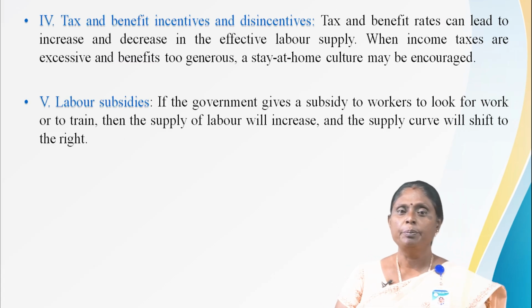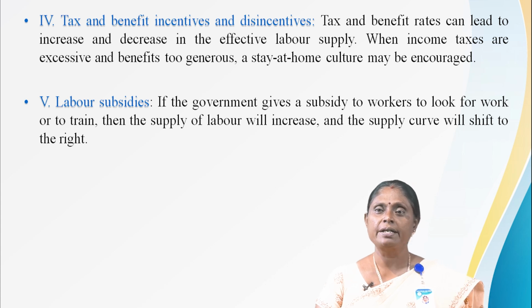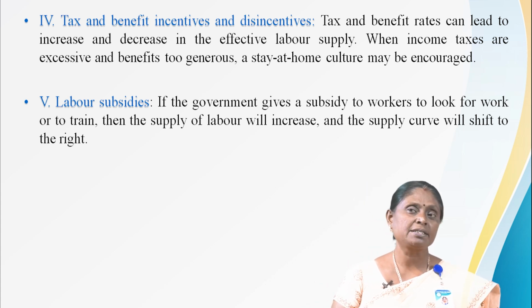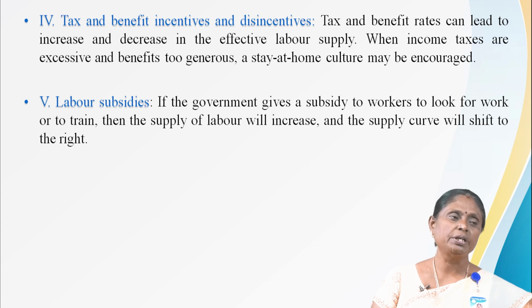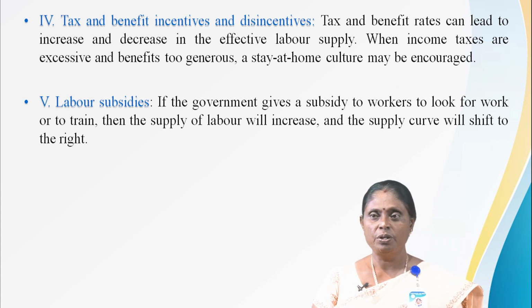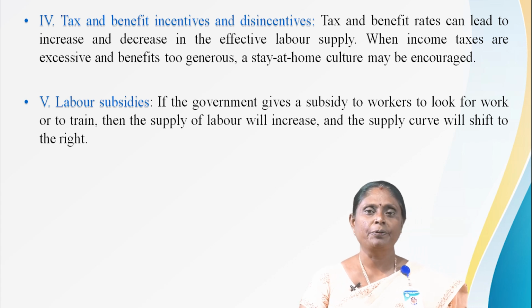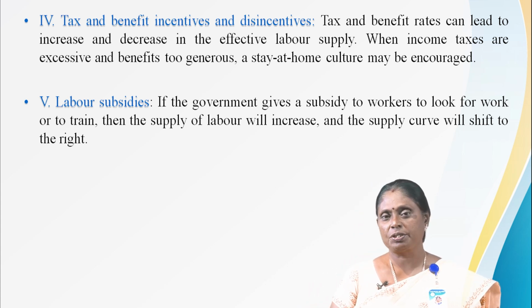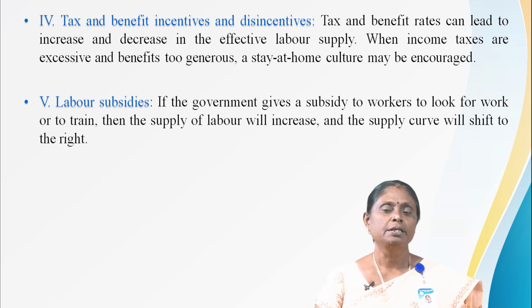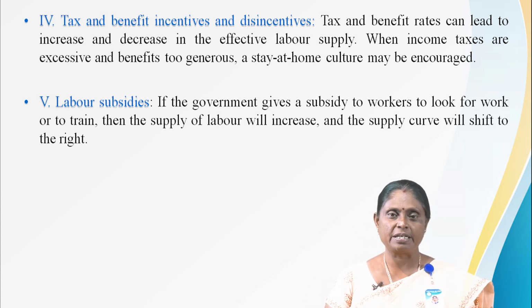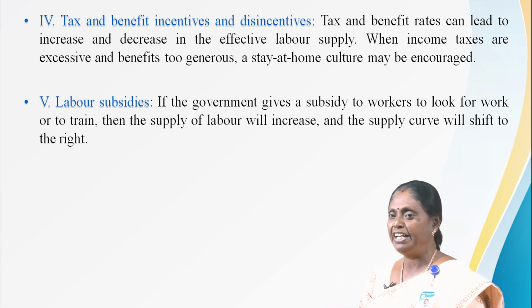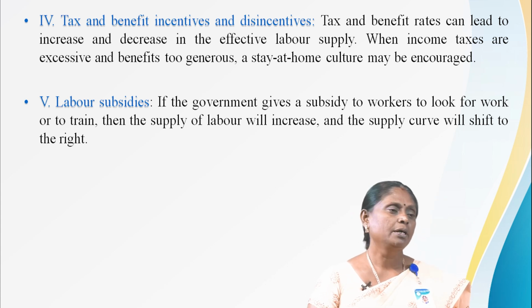Next, tax and benefit incentives and disincentives. Tax and benefit rates can lead to an increase or decrease in the effective labor supply. When income taxes are excessive and benefits too generous, a stay-at-home culture may be encouraged. Next, labor subsidies. If the government gives a subsidy to workers to look for work or to train, then the supply of labor will increase and the supply curve will shift to the right.